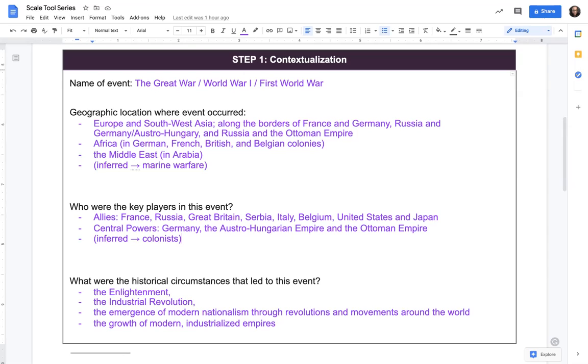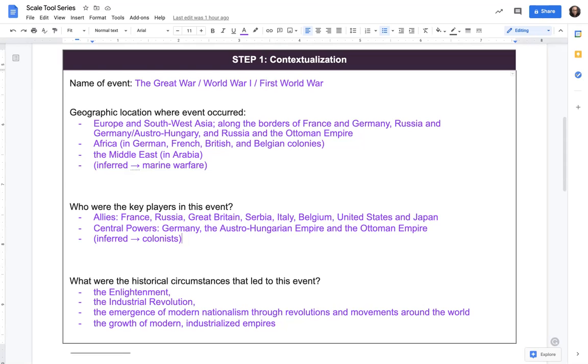When we look at the key players, we know that there were two main sides. We had the Allies, we had the Central Powers, and then as well, we inferred that the colonists were also fighting because they were used in the effort as well. And when we were asked what were the historical circumstances, we know that there are a couple of trends, such as the Enlightenment, the Industrial Revolution, the emergence of modern nationalism through revolutions and movements around the world, and the growth of modern industrialized empires.